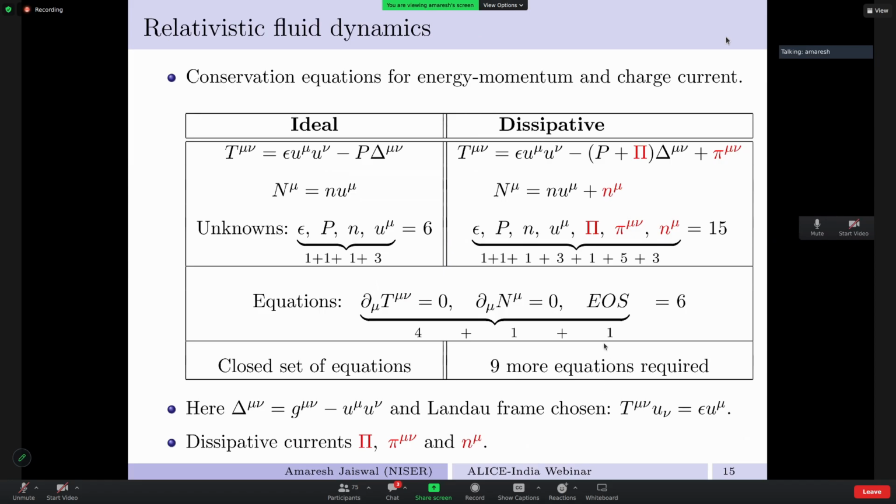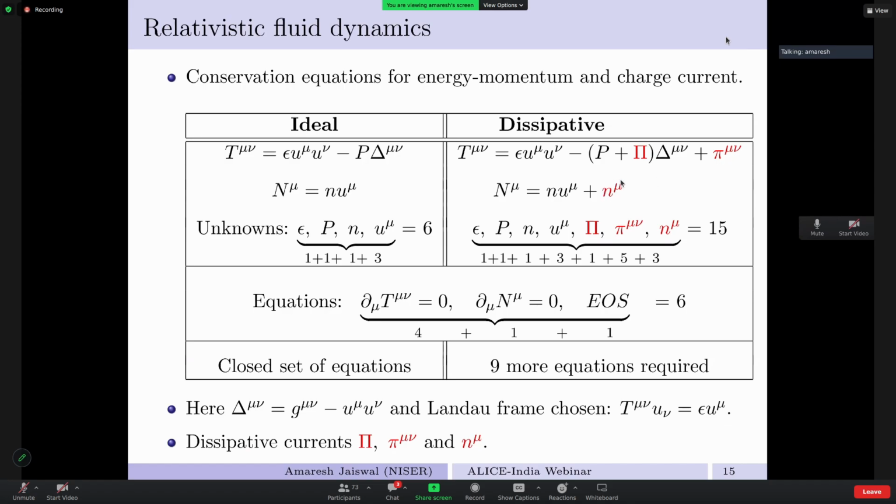However, fluids, or any medium, are in general dissipative. This follows from the uncertainty principle. So there have to be some dissipative features which have to be taken into account. I will not go into details of how these terms are obtained. Suffice it to say that I have to correct the ideal energy momentum tensor and particle four-current by these red terms, which are dissipative quantities. This capital pi we know as the bulk viscous pressure, pi mu nu is the shear stress tensor, and n mu is the dissipative charge current.